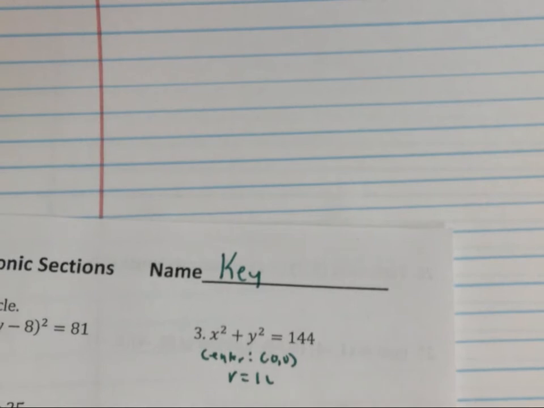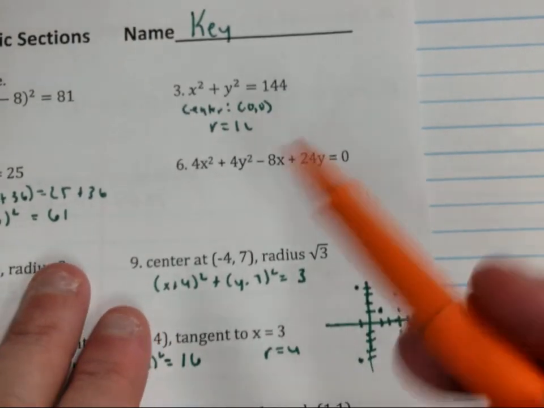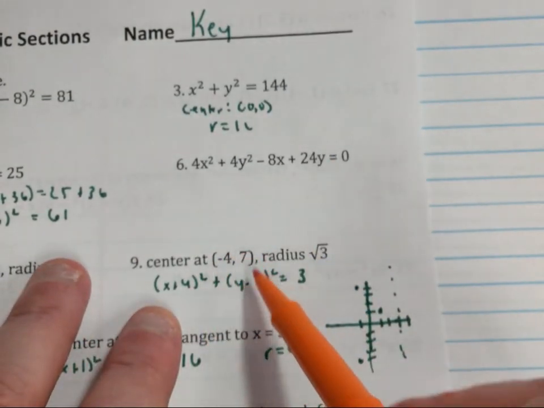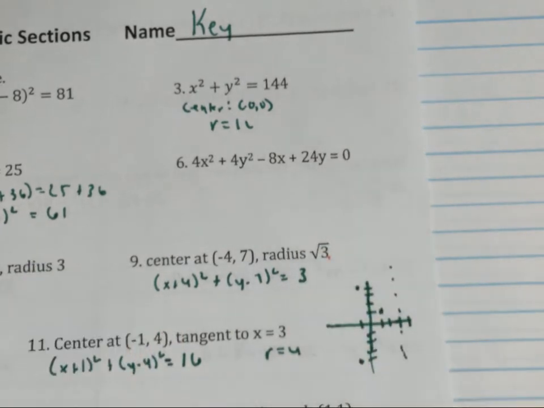Number 9, Brendan, what did you get there, buddy? Very good. X plus 4 squared plus y minus 7 squared equals 3. Okay. You see negative 4, but you're going to put positive 4 in the equation. You see positive 7, you're going to put negative 7, and you square that.